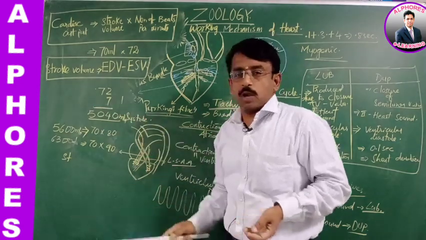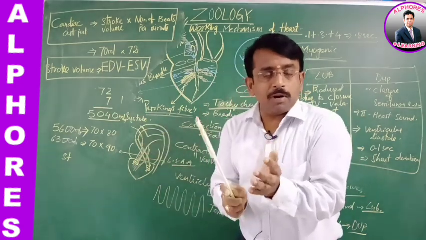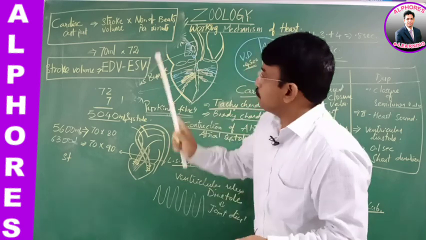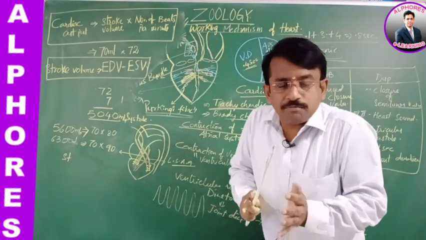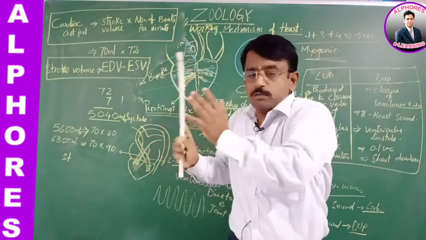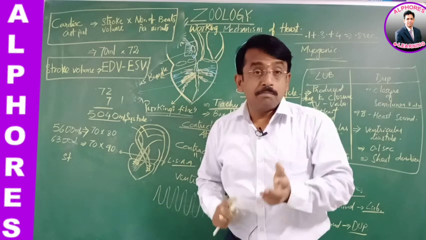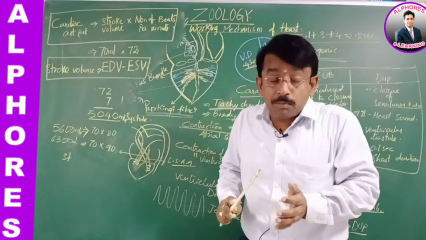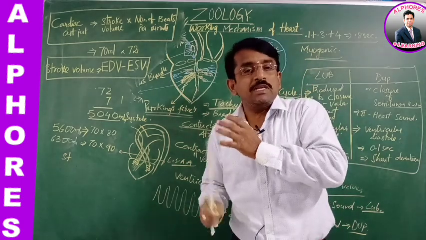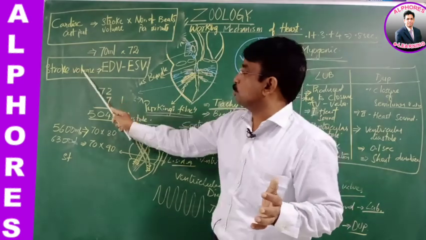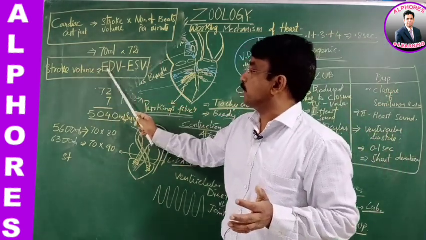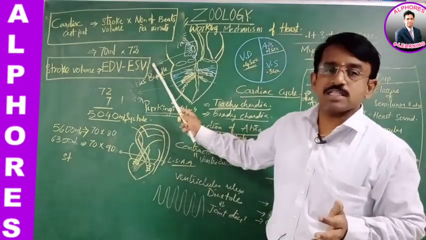End diastolic volume is the volume of blood that reaches the ventricle after diastole, minus the end systolic volume, the volume of blood that remains in the ventricle after systole, which means what is pumped. That's what stroke volume is, equal to EDV minus ESV. Stroke volume is equal to end diastolic volume minus end systolic volume.